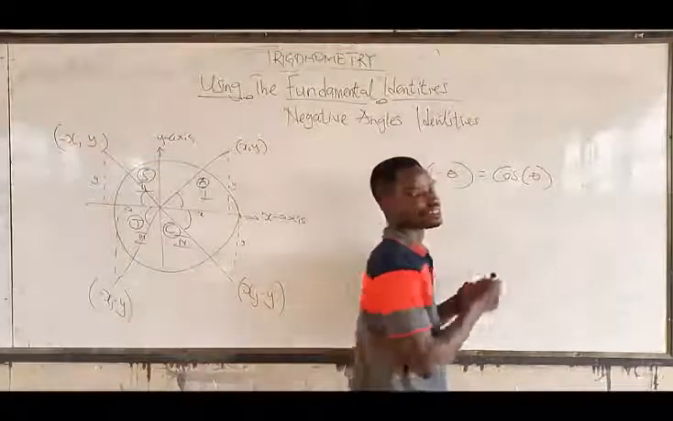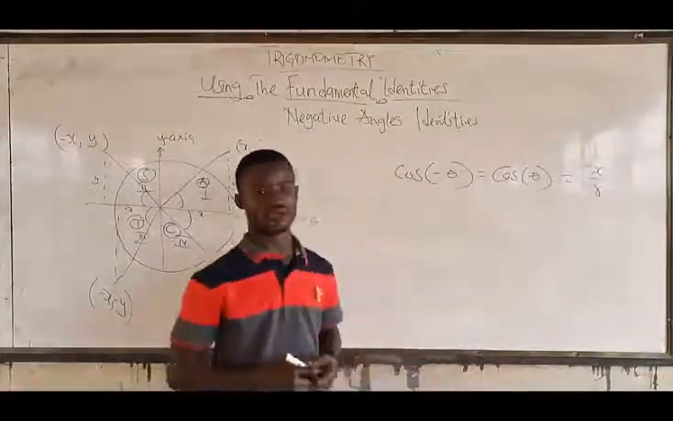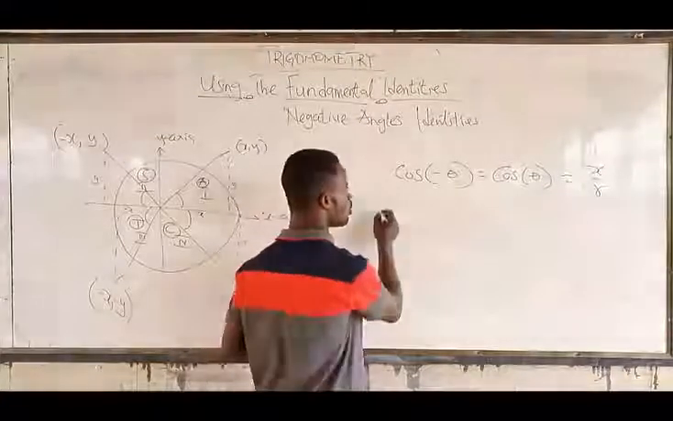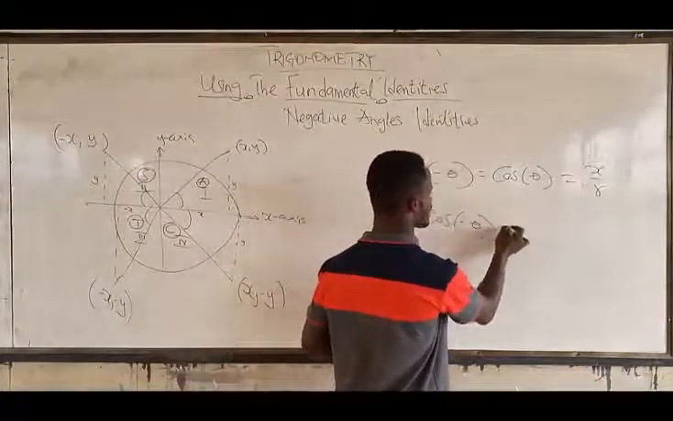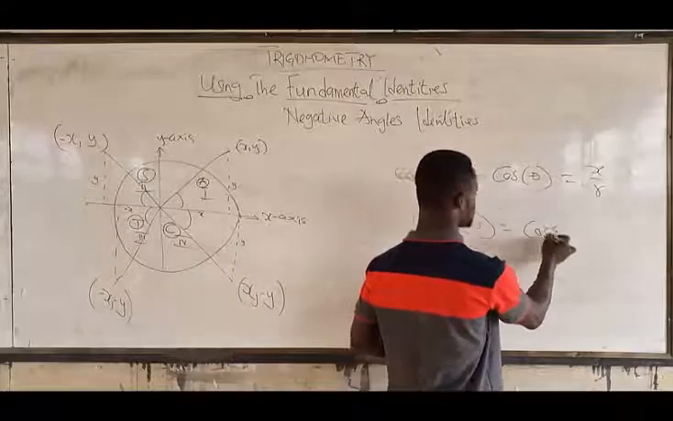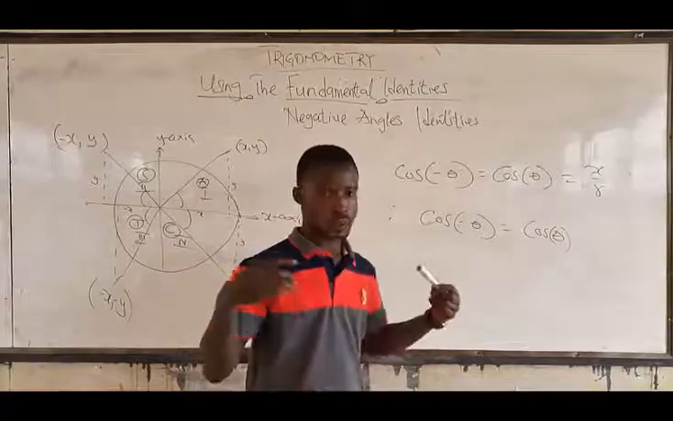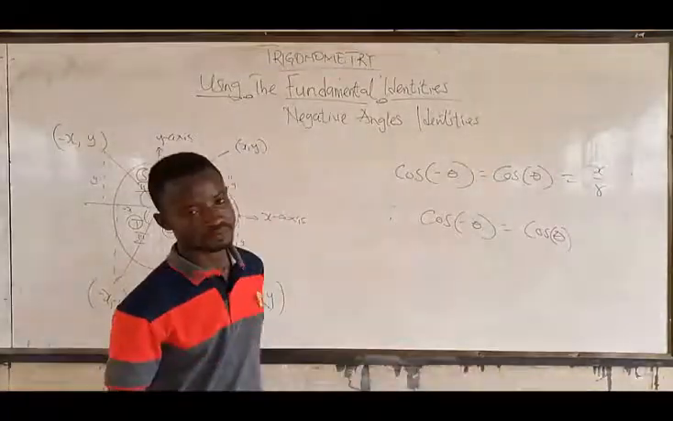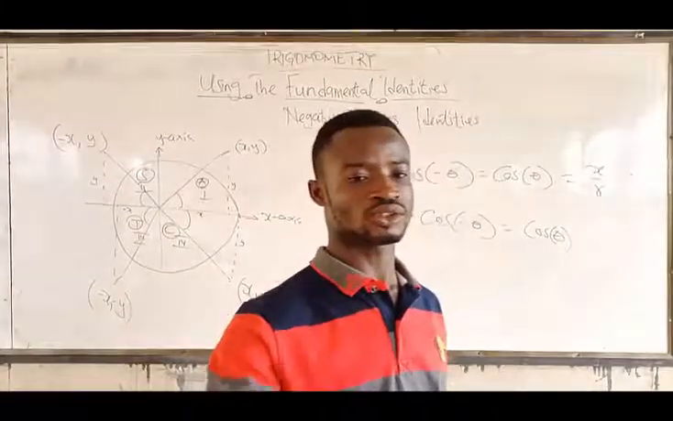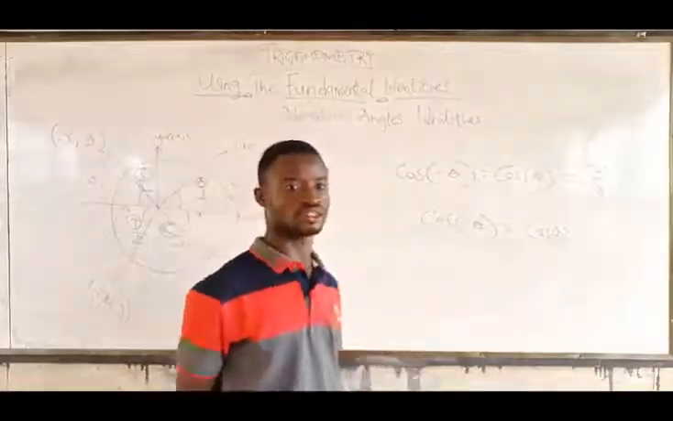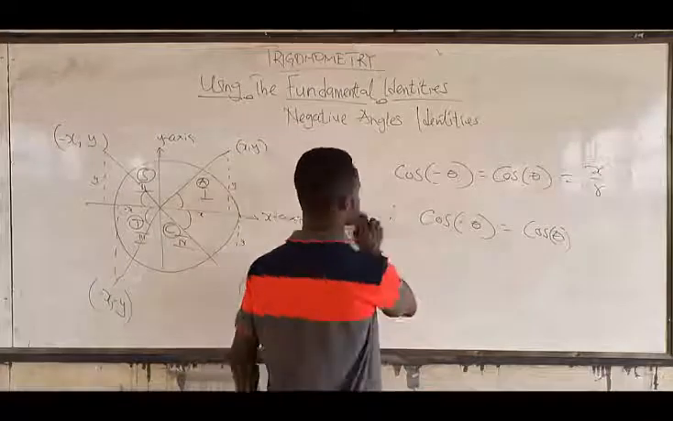And this is going to give you x over r. Therefore, cos negative theta is going to give you cos theta, unlike sine, which is going to give you negative sine theta. Very good. Now, there are some things that you need to take note of very well.